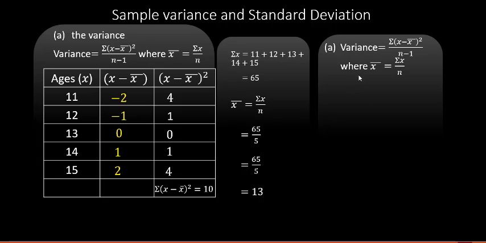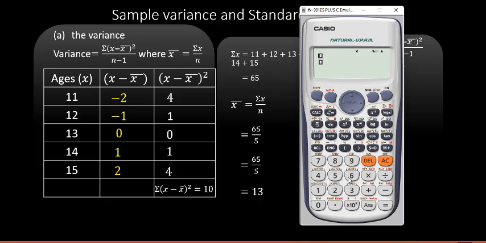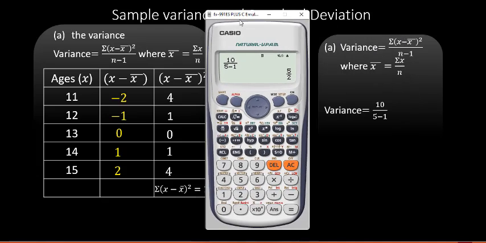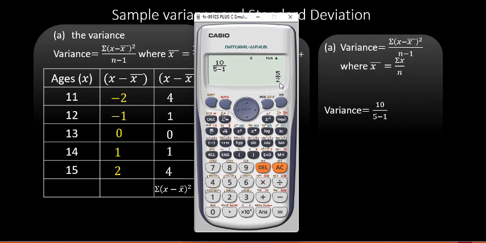Okay, already we know what our mean is, so we just go ahead and substitute our values. Now that means our variance is going to give us 10 divided by 5 minus 1. Okay, 10 divided by 5 minus 1. So you can just introduce your calculator, press in there, 10 divided by 5 minus 1. And what do you get? What you simply get is 5 over 2.